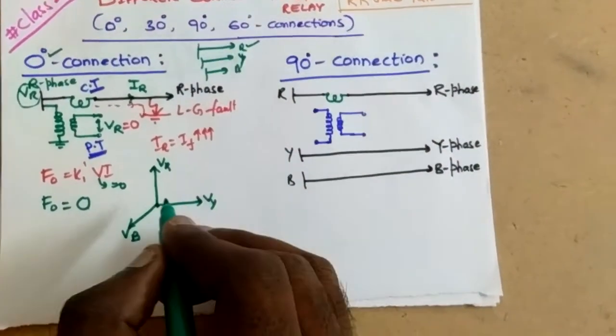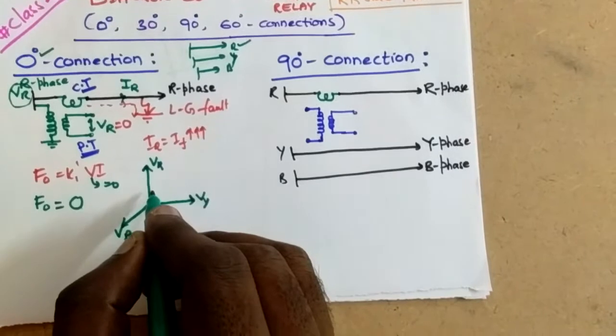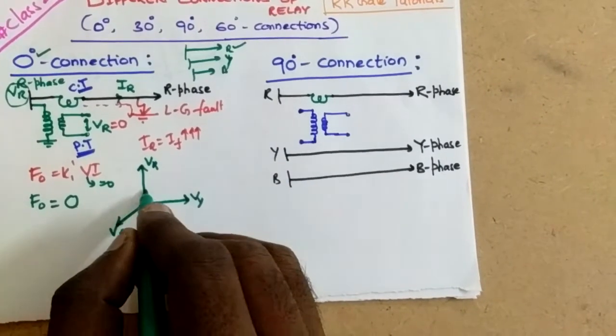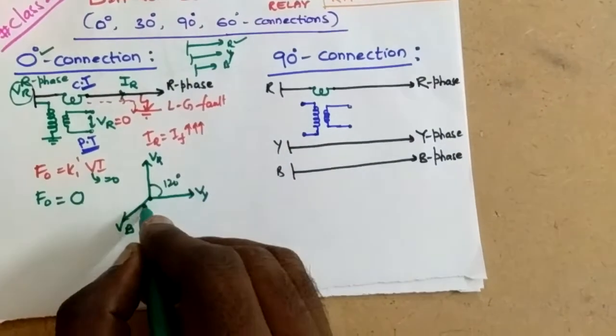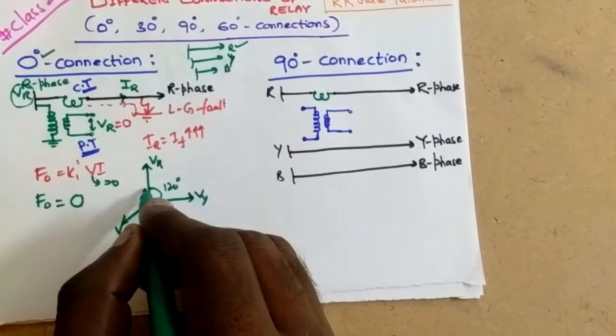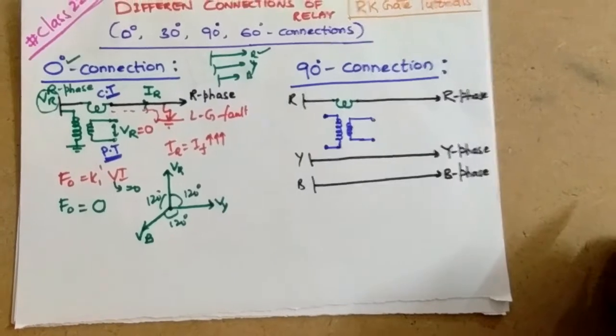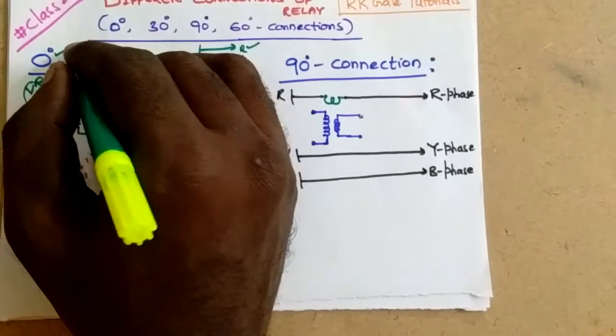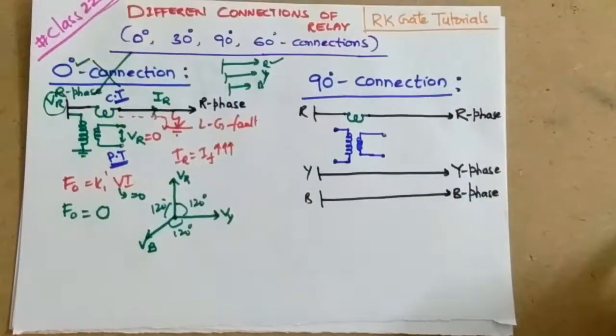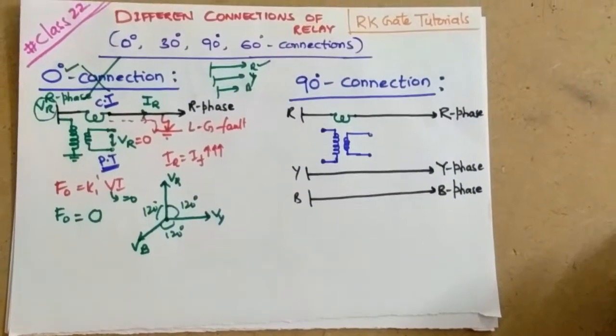So there exists a 120-degree phase shift in between them. It looks like 90, but it's not 90, it is 120 degrees. Let me write here: 120 degrees phase shift in between each and every phase. So that is why this 0-degree connection is not going to be preferred.